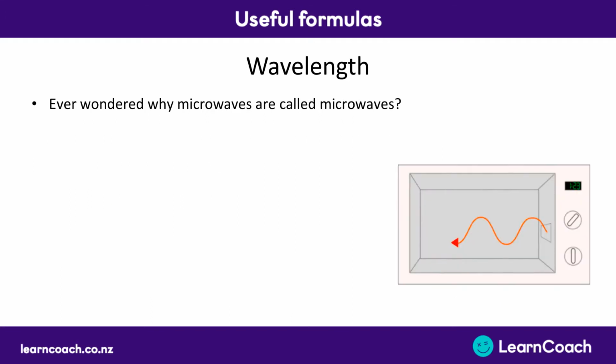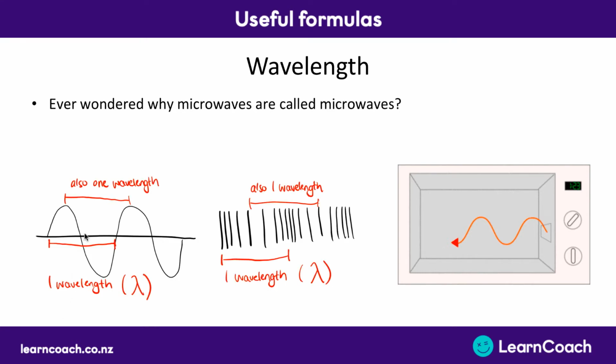The next thing we're going to talk about is wavelength. The reason that microwaves are actually called microwaves is because of their wavelength. Although electromagnetic waves generally have quite a small wavelength, on the scale of electromagnetic waves, microwaves have a very small wavelength, and this is why they're called microwaves. So again, here's a transverse wave and a longitudinal wave explaining wavelength.